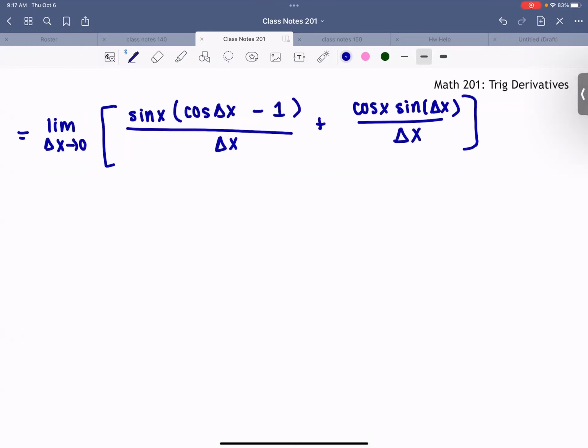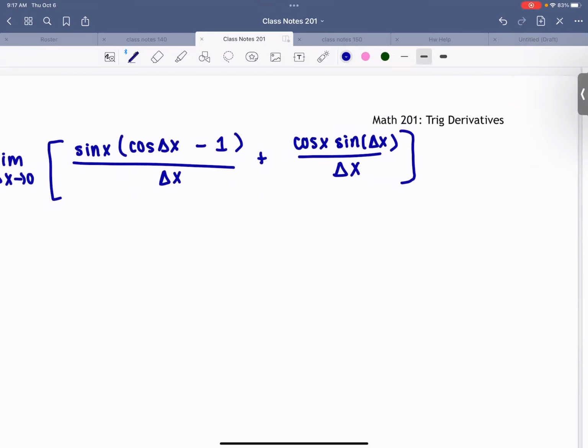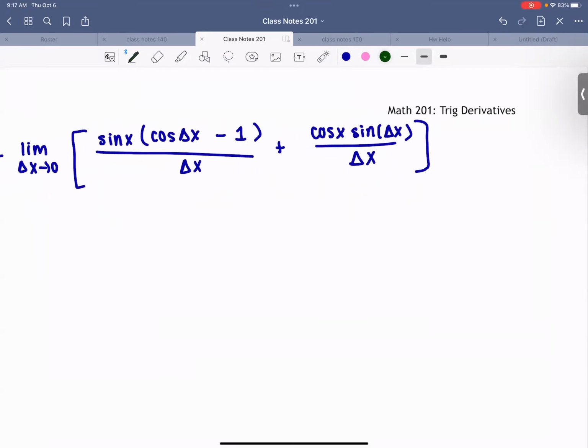any ideas on what we can do? Does anything look familiar to us? Trig identity. We can do trig identities. I'm going to tell you it's going to make it a little bit harder. Anything that we've done in class involving limits and sines and cosines. Cosine minus with the sine. The sine. What do you notice about the sine? What does it look like?